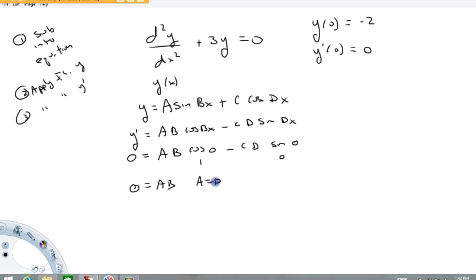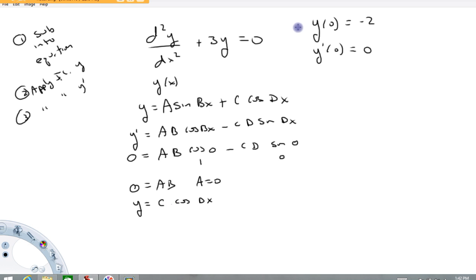And if the a is 0, and I apply this to our general solution here, I get a solution that's a bit more specific: c cosine dx. So if a is 0, this term is gone. And this is perfectly acceptable. There's nothing wrong with this at all. All right, so we've used one of our initial conditions to simplify the problem down.